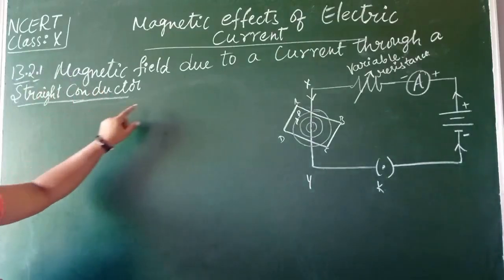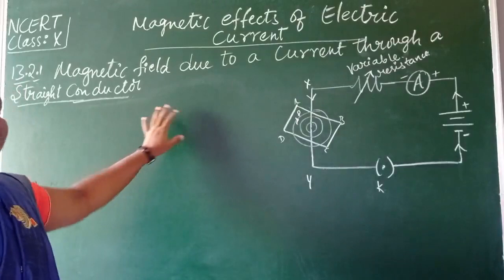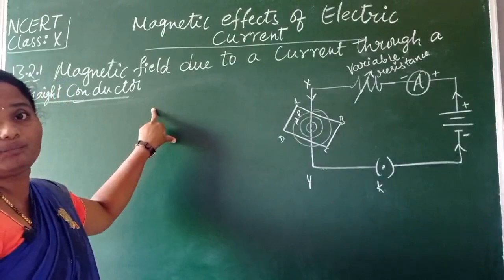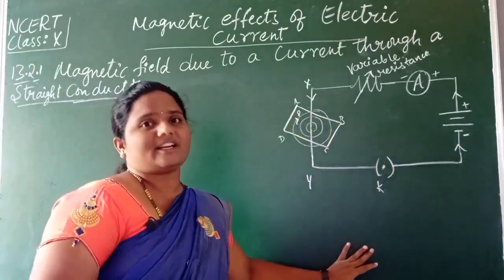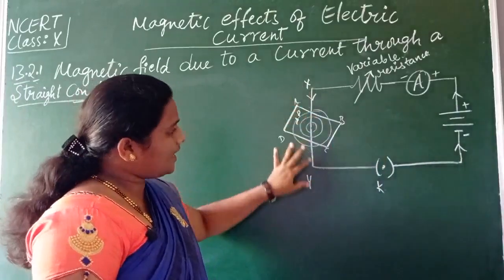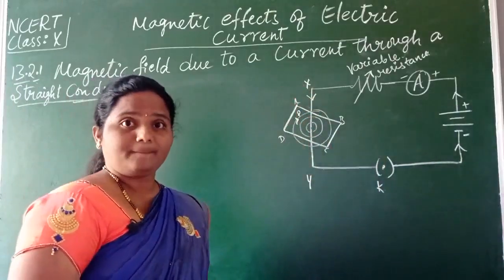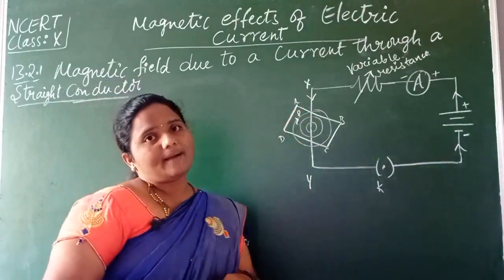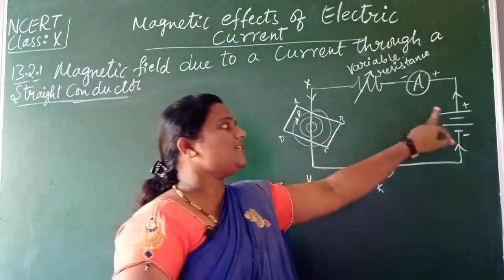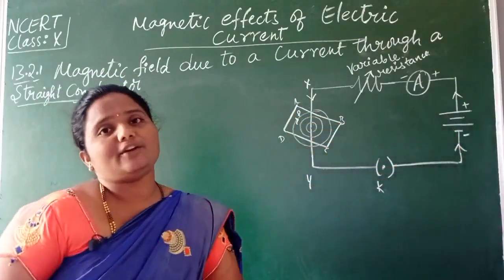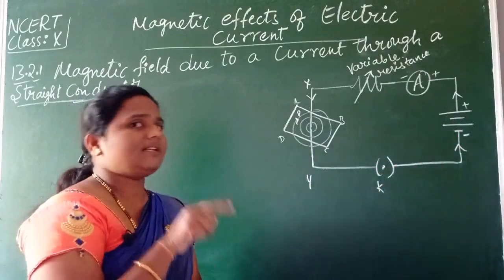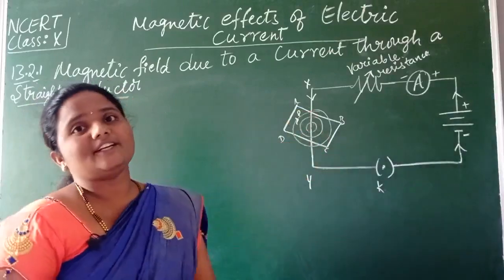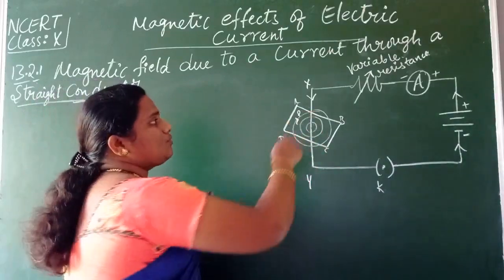First comes the straight conductor. In order to understand the pattern of the magnetic field in case of a straight conductor, we need to perform a simple activity using a long straight copper wire, whose ends are noted as X and Y, and a variable resistance, an ammeter, a battery and a plug key, children. Care should be taken that the wire is fixed exactly at the center of the plane of the cardboard. This is A, B, C, D.